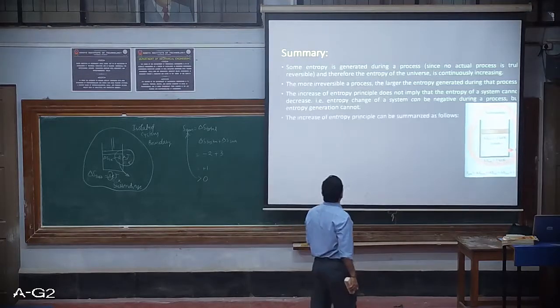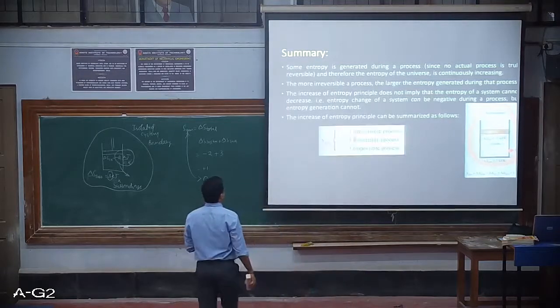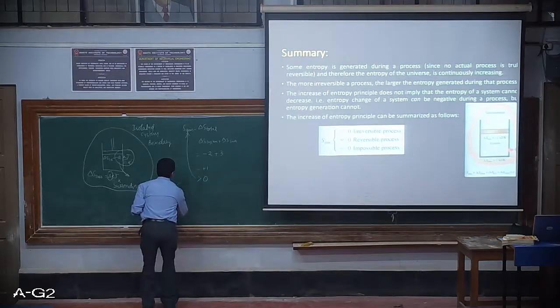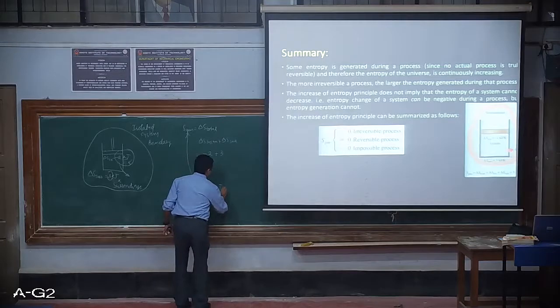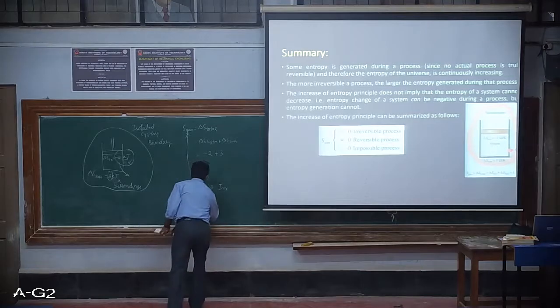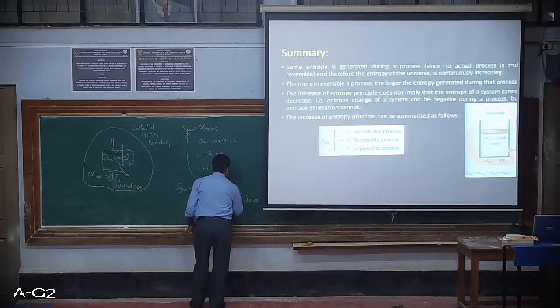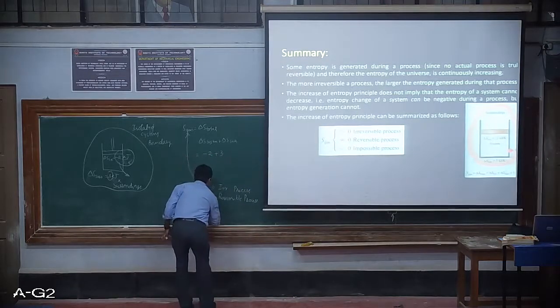So here we can say that the increase of entropy principle can be summarized as follows. This is important. S_gen, if it is greater than 0, then it is an irreversible process. If it is equal to 0, then it is a reversible process. If it is less than 0, it is an impossible process.